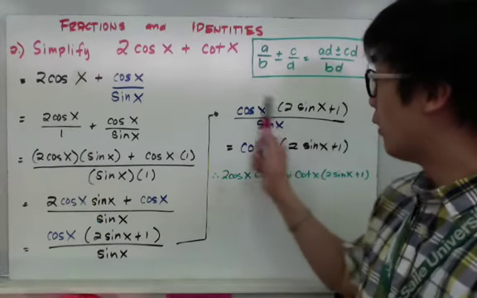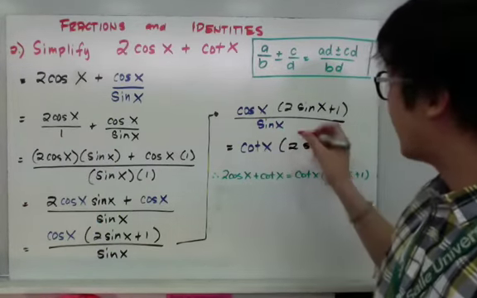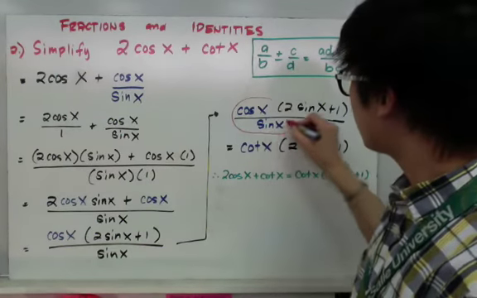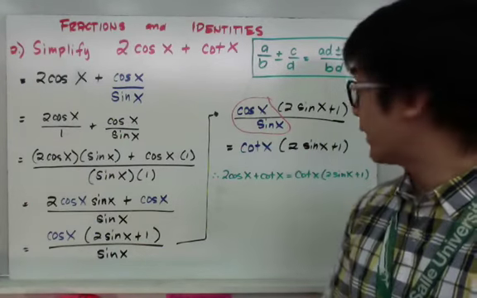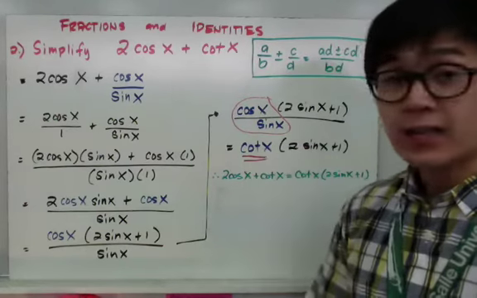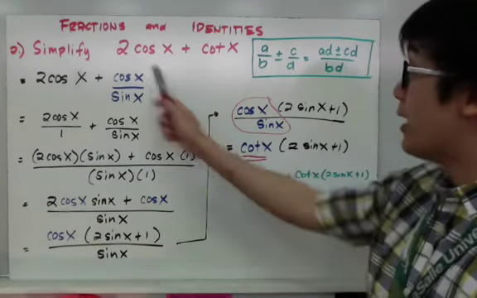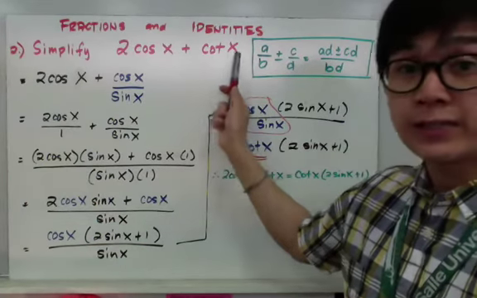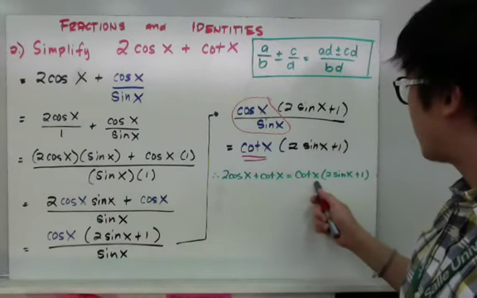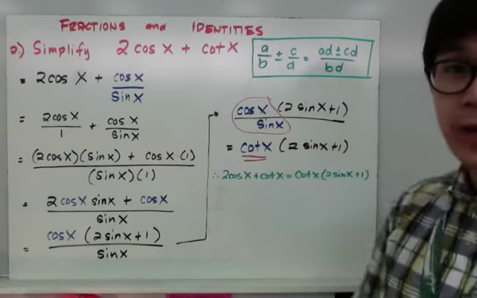And using the rule of simplifying fractions, I know that I can change cosine x over sine x into cotangent x, leaving me with cotangent x times 2 sine x plus 1. Therefore, 2 cosine x plus cotangent x is also equal to cotangent x times 2 sine x plus 1.